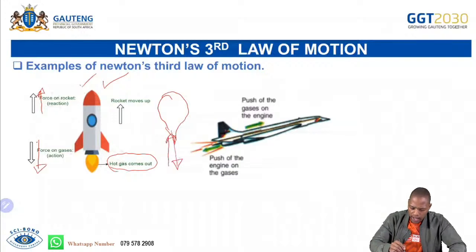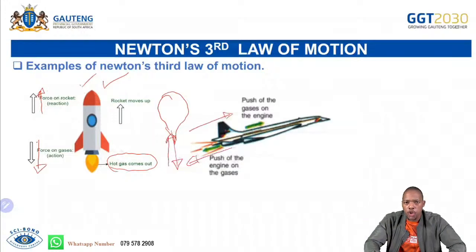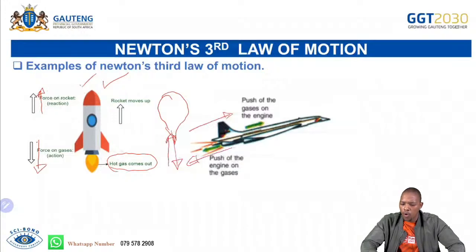Right. Also, the engines of an aeroplane work in a similar manner, right? You have the push of the engine on the gases, pushing them outwards. As it pushes them outwards, the atmosphere will react with a reaction pair, pushing the engine in the opposite direction, allowing the plane to take off. So these are some of the examples where you would find Newton's third law of motion in our real life, right?